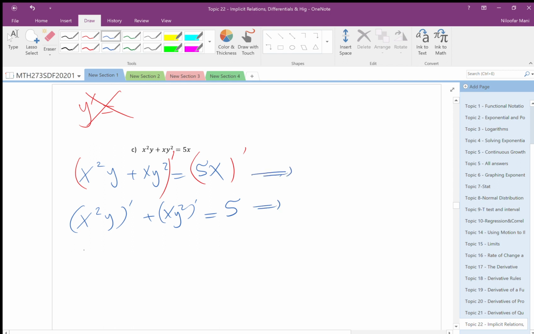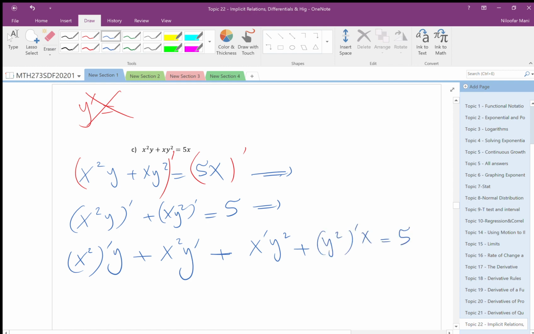Okay, derivative of first times y plus derivative of y times x squared. So it's product rule. So derivative of first times second, derivative of second times first, plus again derivative of x times y squared, derivative of y squared times x equal 5. Remember, don't do derivative of 5 because you already did it.